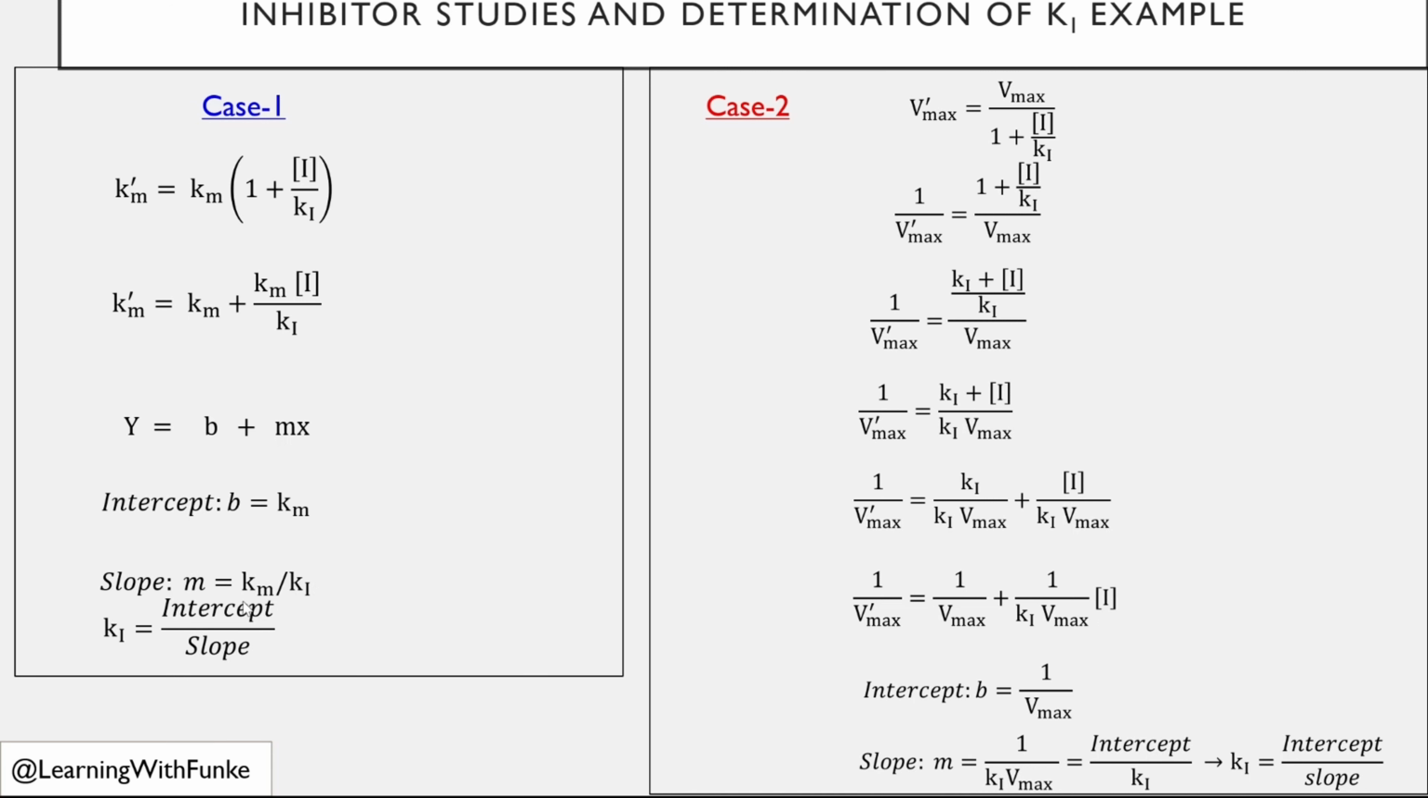But when we have this, you can pretty much just solve and do a subject of formula. Ki is just equal to what? Ki from here is just equal to Km over m, right? But then we know Km is intercept, so Ki is equal to intercept over slope. Same thing for case 2.